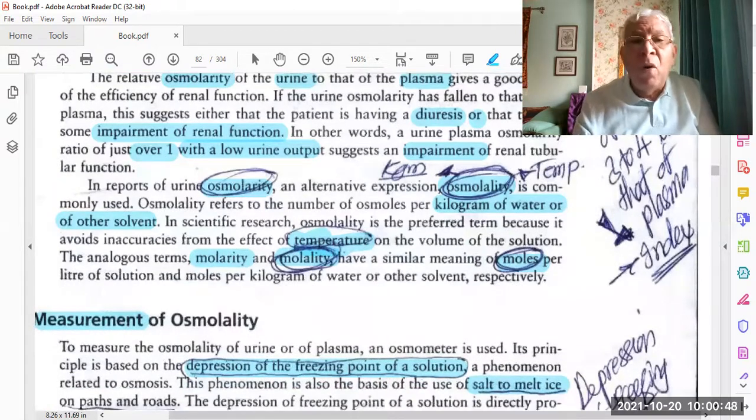See, so this is the paragraph showing the osmolality and osmolarity. As we said, osmolality, which is much used by scientific researchers, is the amount present in 1 kilogram of the water, the solvent. On the other hand, the osmolarity is based on the volume. And as we said before, the osmolality is not affected much by temperature.